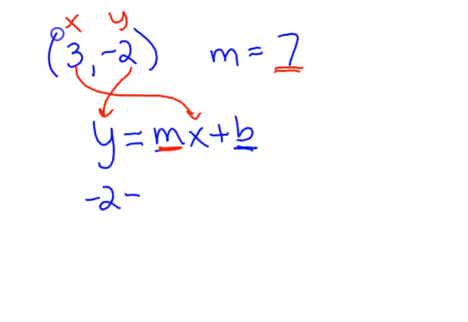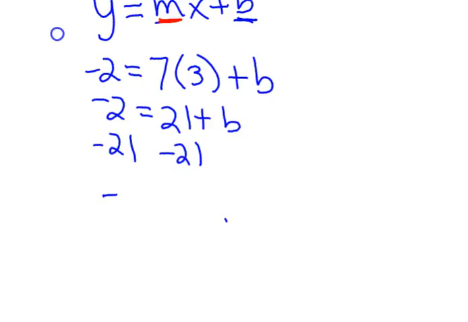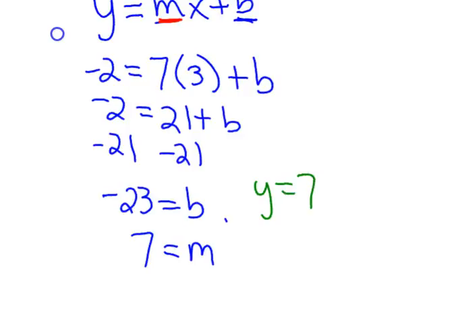So y is -2, the slope is 7, our x was 3, and then we have plus b. If we simplify, we have -2 = 21 + b. In order to solve for b, we subtract 21, and -2 minus 21 is -23. So our y-intercept is -23. And we know from the beginning of the problem that our slope was 7. And so now we can write the equation of the line: y = 7x - 23.